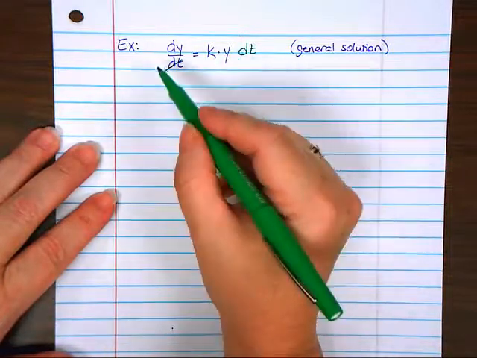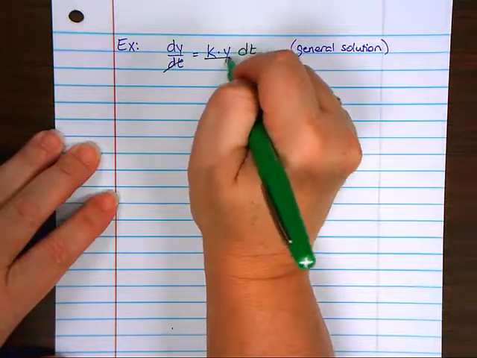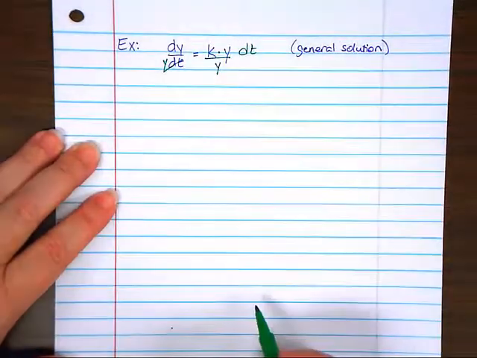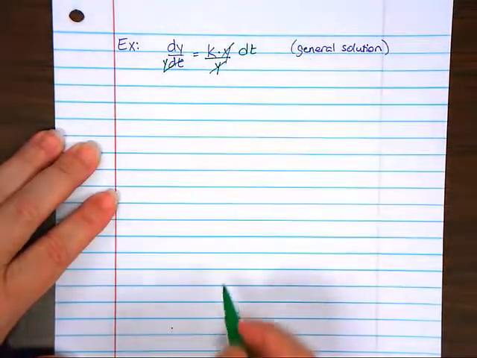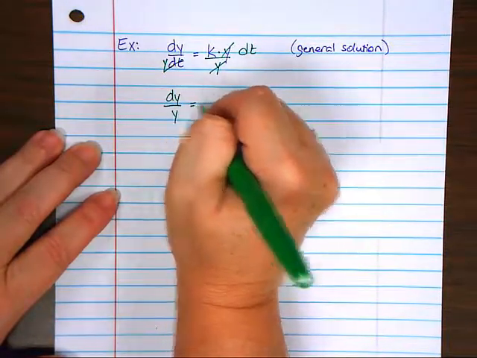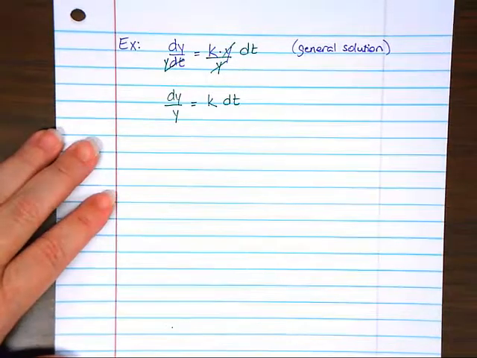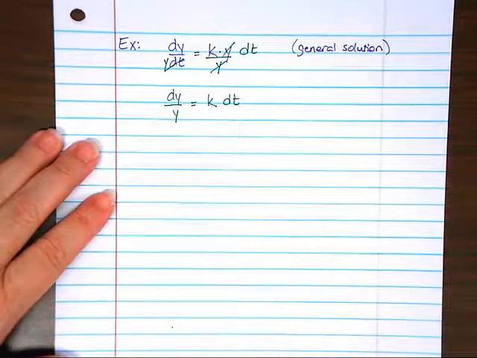But y definitely has to move. How do I move y to the other side? Divide by y. So this is the first time we've had to divide to move something over. So mark those out. So I now have dy over y equals k dt. You've separated the variables.